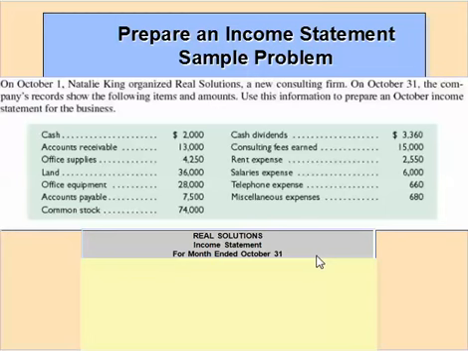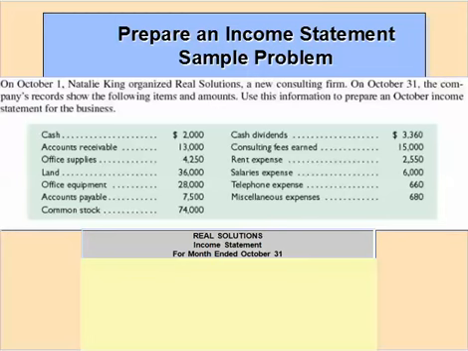So we have to think about what goes on an income statement. And the way we calculate income is by taking our revenues minus our expenses. So we have to look up here and figure out what are revenues and what are expenses. Well, I'm going to go through just to save a little time here, and let's actually figure out what each of these different items are.